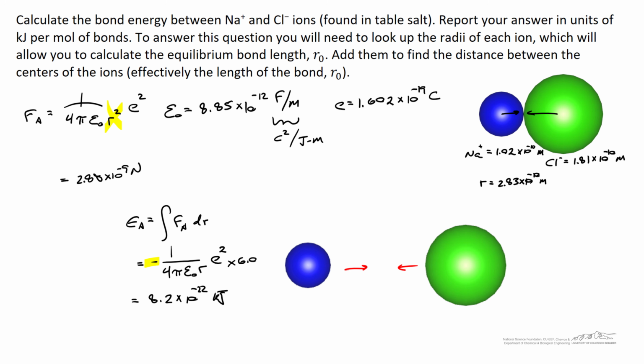If I multiply this by 6.02 times 10 to the 23rd, Avogadro's number, what I come up with is a value of 490 kilojoules per mole of bonds. And this is slightly different than the published value of 640 kilojoules per mole, primarily because this bond isn't entirely ionic and because I'm neglecting any sort of repulsive energy associated with the bond. But the take-home message here is that with these very simple assumptions, I can come up with something reasonably close to the published value.